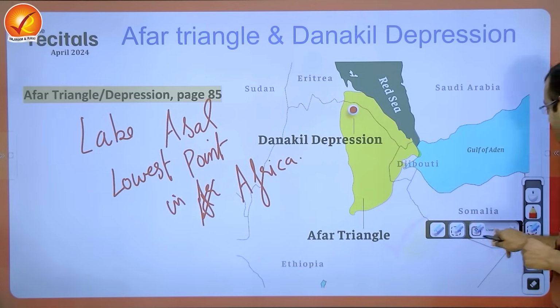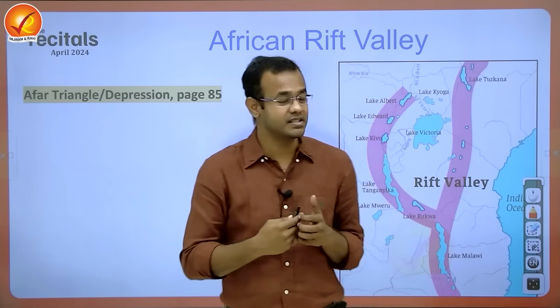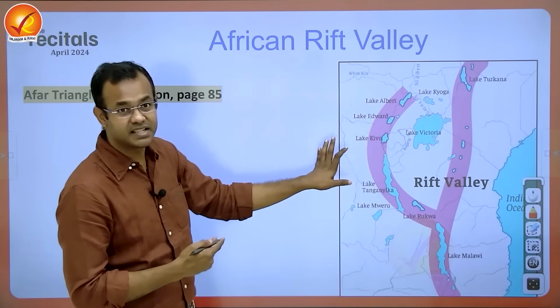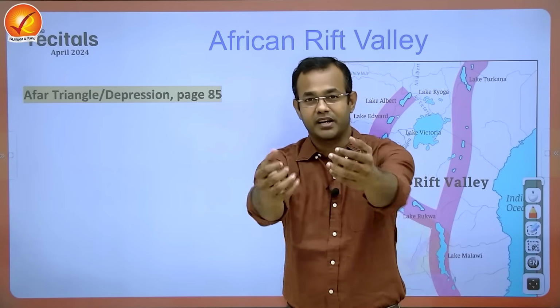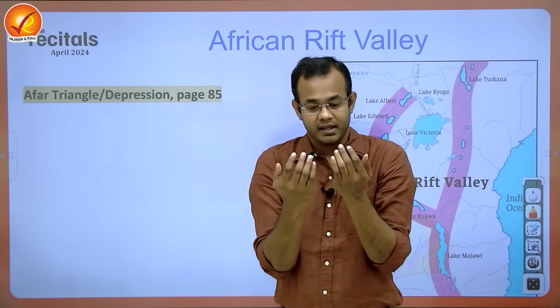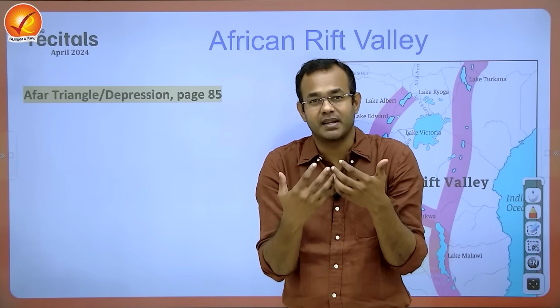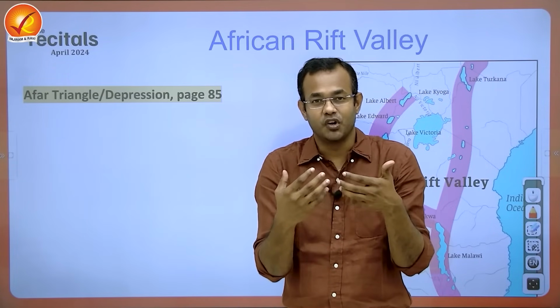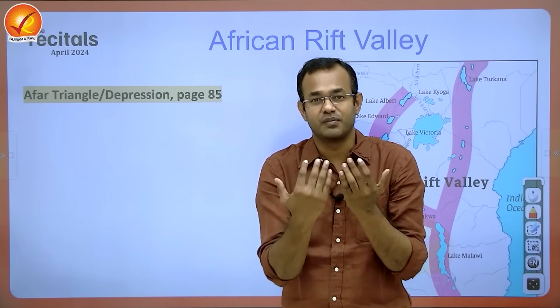Moving further, as we discussed the Afar triangle, and in the Afar triangle we discussed the rift valley of the region. This is the rift valley present in the African region. As we said, these are the very basics of plate tectonics you know very well, right? Plates are classified based upon their movement. Tectonic plates are classified into three types: convergent plate boundaries, divergent plate boundaries, and transform plate boundaries.